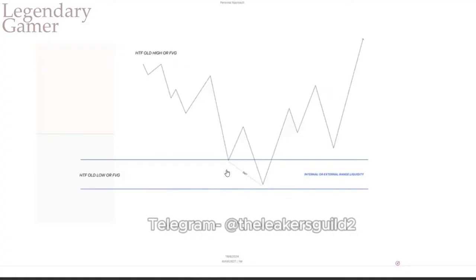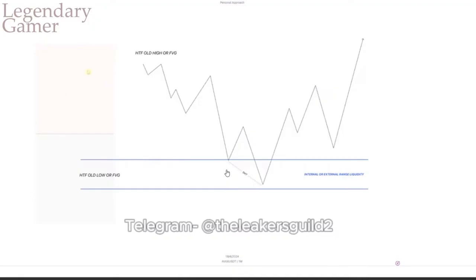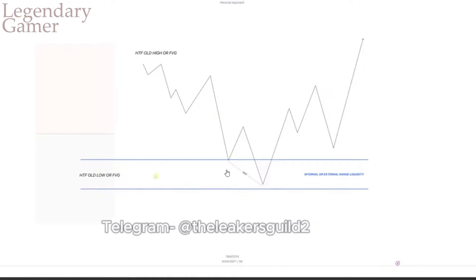Now over here we've got a crude depiction of a chart. We've got the line chart over here. What is important, like firstly we talk about, right, the premium and discount of the range. We've got a higher time frame old high or fair value gap here, and a higher time frame old low or fair value gap there. Now we wait for price to come back into discount if we want to be a buyer.